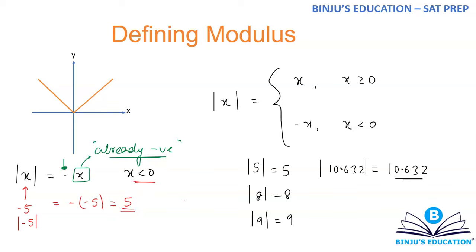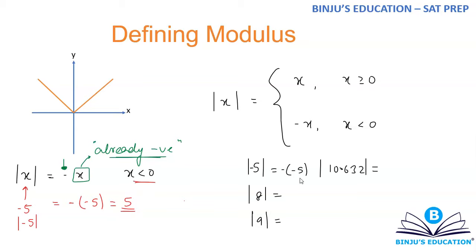For example, let's take a couple of questions. Let's take the same values, and I'm simply going to change the sign. The first one is mod of minus 5, which is basically minus of minus 5, which is equal to 5. See, you need to understand this process. Simply remembering that mod of minus 5 is equal to 5 is not going to help you. You need to remember this process step by step. Why is mod of minus 5 equal to 5?